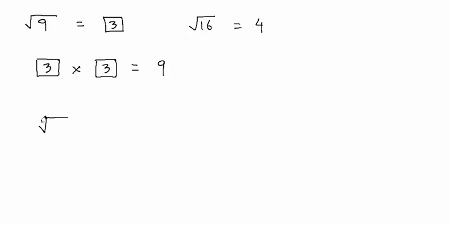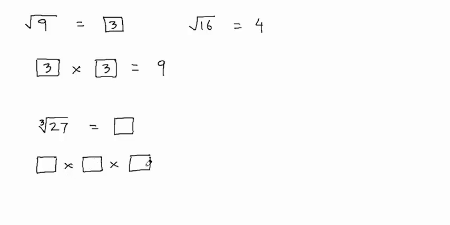If we have the same symbol with a small 3 written here, and let's say we have 27 written down under the root symbol, that reads as a cube root. Now a cube root of a number is that number that multiplies with itself 3 times. Remember, all the boxes have the same number in all 3 boxes, such that the answer to the multiplication is 27. 3 times 3 times 3 is 27. 3 times 3 is 9, 9 times 3 is 27. Therefore the cube root of 27 is 3.